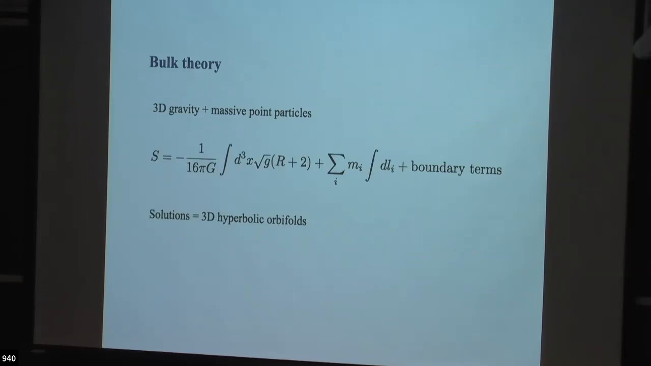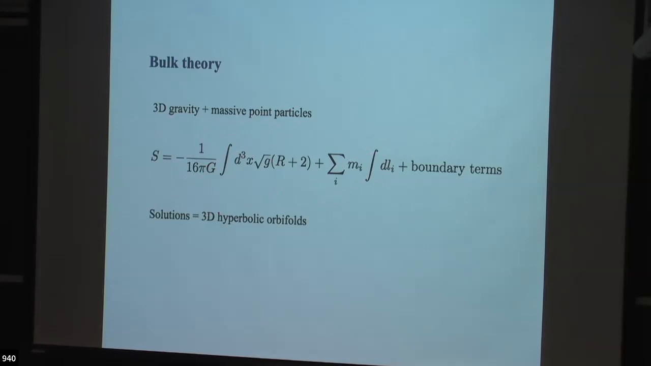Okay. So let me go now to the bulk theory. That's a CFT calculation. I've described how to calculate an average in this ensemble of that observable. And now I'm going to match that to a bulk calculation. The bulk theory is simple. It's just 3D gravity plus massive point particles. So the action is just the usual gravity action, and then some world line contributions from the point particles.